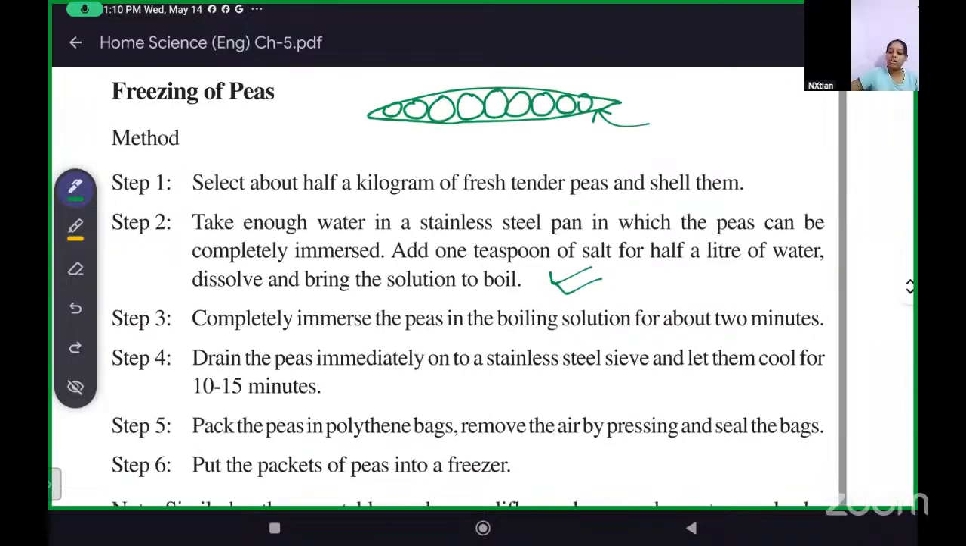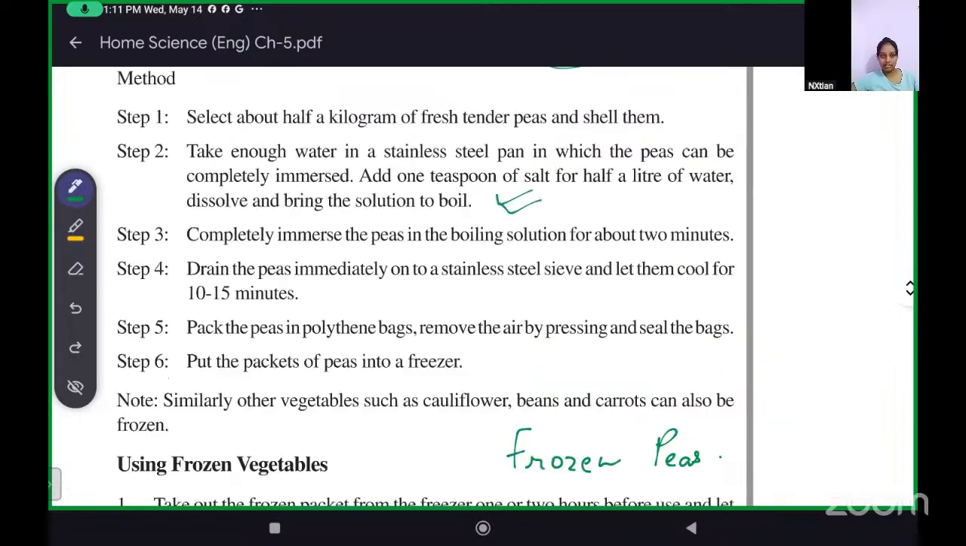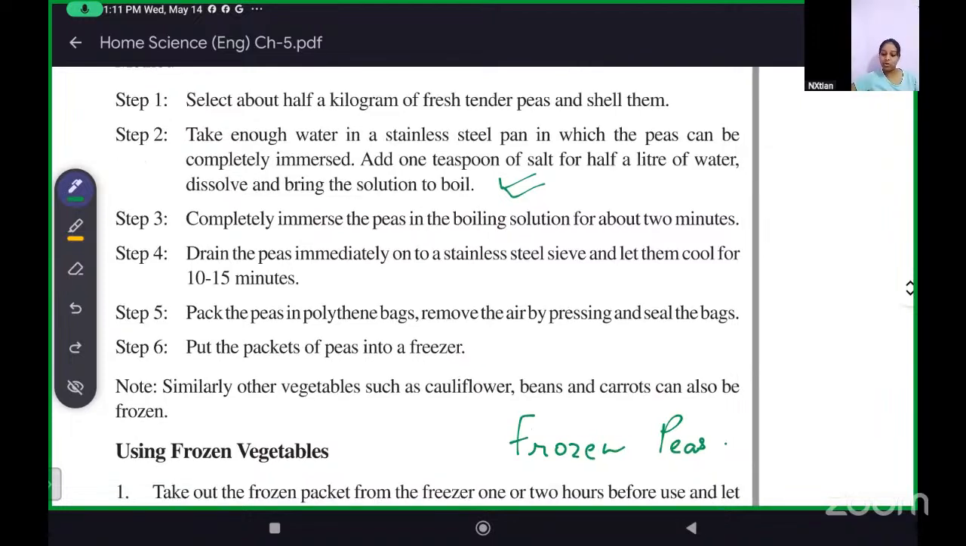Okay. Also, we get these frozen peas in the market, in the supermarket, departmental store, whatever there is in your area. We get frozen pea packets also. And this is how they make it: boiling in salt water, then cooling, straining the water, cooling them down, packing them in airtight packaging, and then putting them in the freezer. Okay, this is how peas are stored.